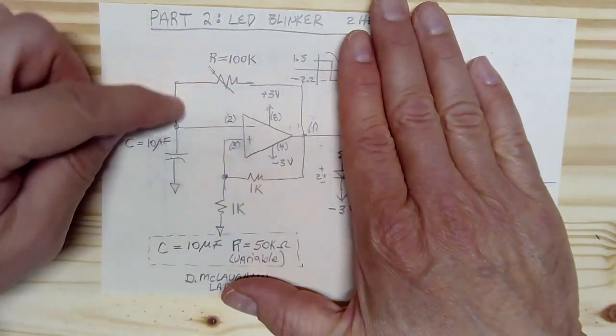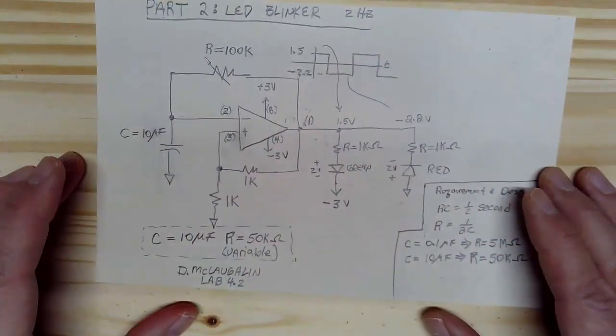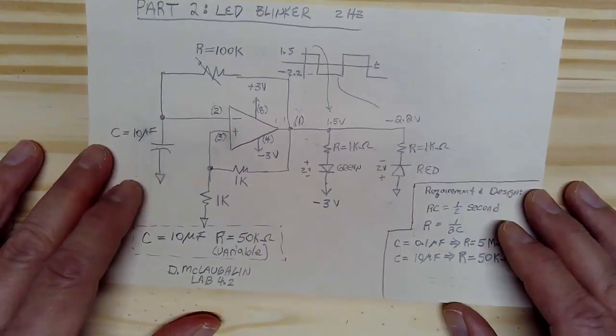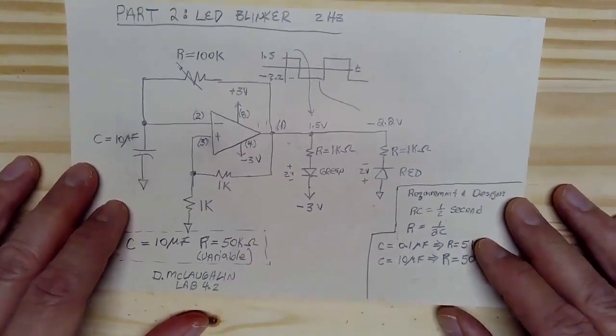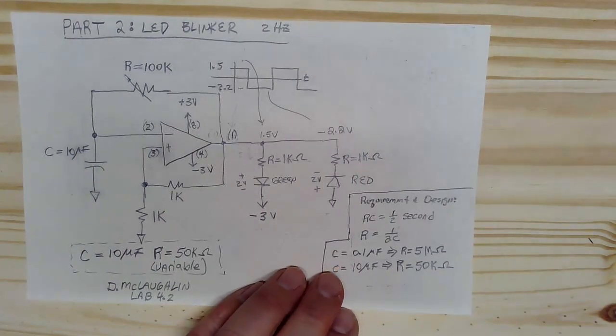You see we have an RC circuit that's connected in the same way using the same pins, and we're going to use a different op amp on a different board. But let me just say a little bit about the requirements and the design, so we can choose appropriate values for R and C.